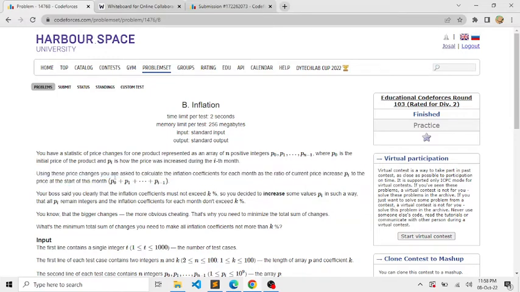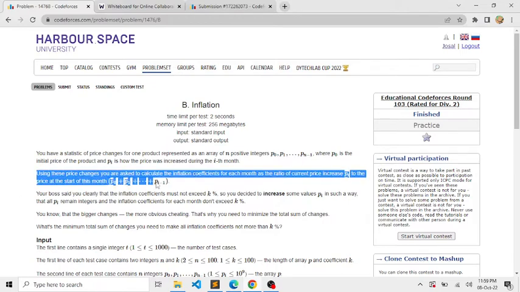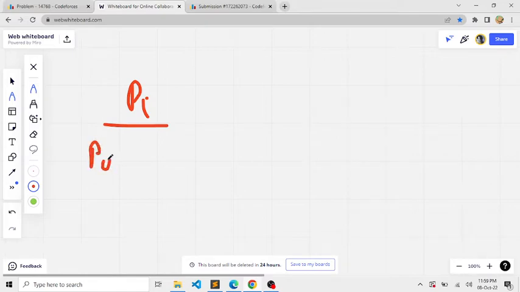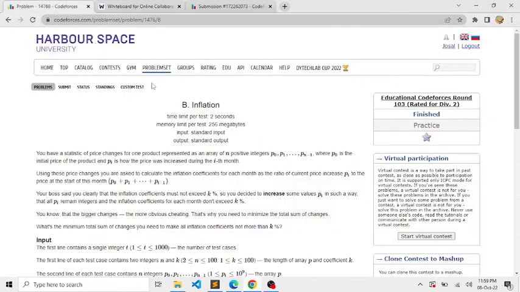Using these price changes, you are asked to calculate inflation coefficients for each month as the ratio of the current price increase pi to the price at the start of the month. So in this second paragraph, what they're basically asking us is to calculate the inflation coefficient. Now the inflation coefficient is basically pi divided by p0 plus p1 plus, which goes on to p of i minus 1. So this is the equation that they are expecting us to calculate.